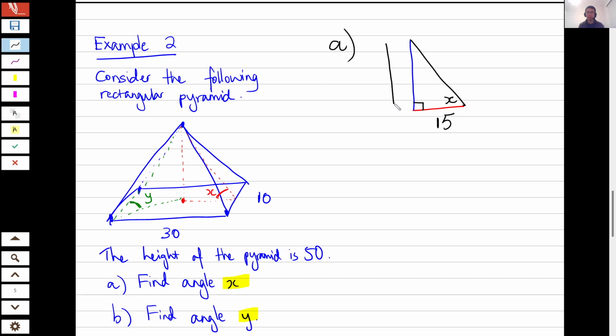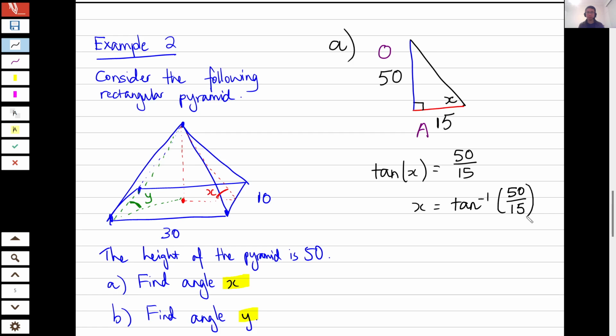The question now is, do we know this side? Well, if you've read the question carefully, you'll see that I've given you the height of the pyramid. It's 50. So I have a triangle with an opposite side of 50 and an adjacent side of 15. And that means we want to use tangent. Tan of x equals the opposite over the adjacent. If I know that tan of x equals some number, then x is equal to the inverse tan of that number.